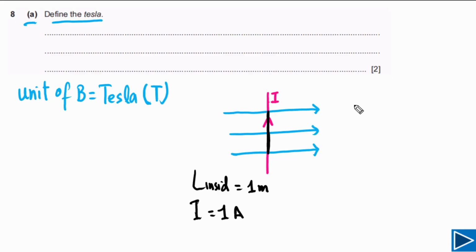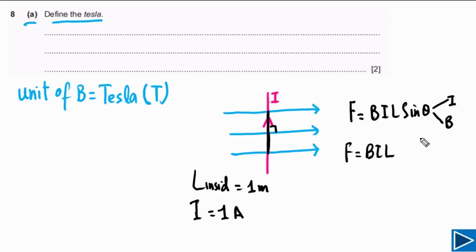So first of all, let's try to understand the formula for magnetic force. Magnetic force F is equal to BIL sine of theta, and theta is the angle between B and I. So this is the angle between B and I. Now, if the angle between these two is 90 degrees, we can say F is equal to BIL, because sine 90 is equal to 1. Angle between B and I in this case is 90 degrees, so sine of 90 is equal to 1.